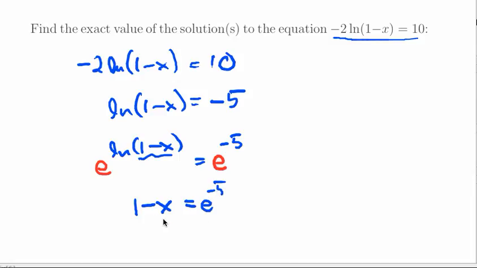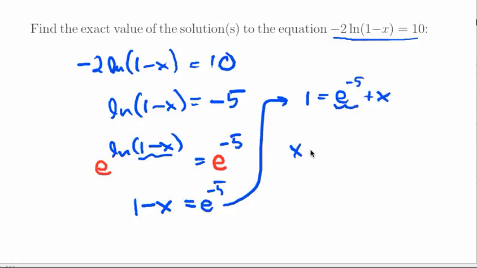So now to solve for x, I think I'll add x to both sides. That will give me 1 equals e to the negative 5th plus x, and then subtract off this e to the negative 5th. That gives me a final answer of 1 minus e to the negative 5th power, and that's when I'm done. Just want to mention one more thing here about this problem.